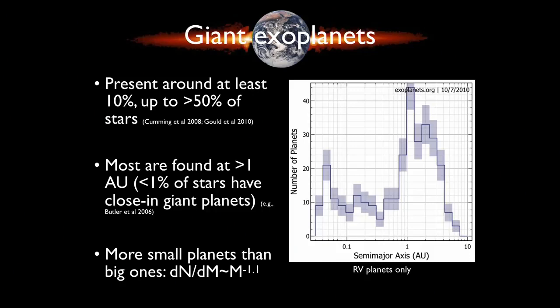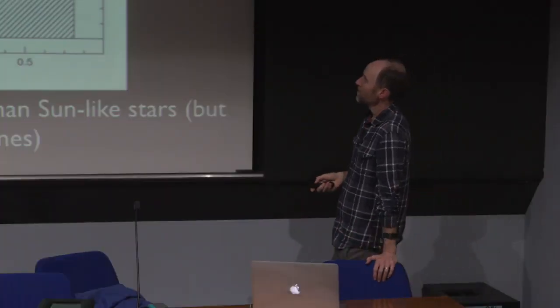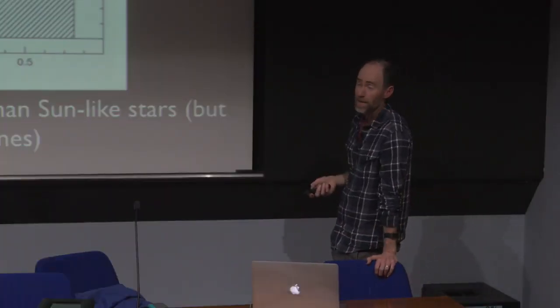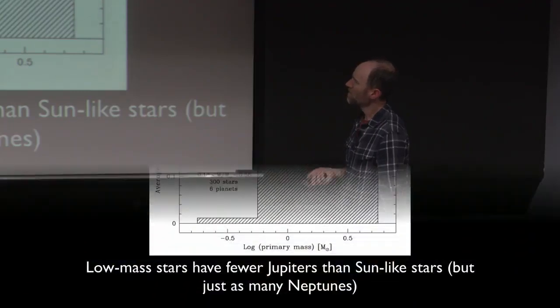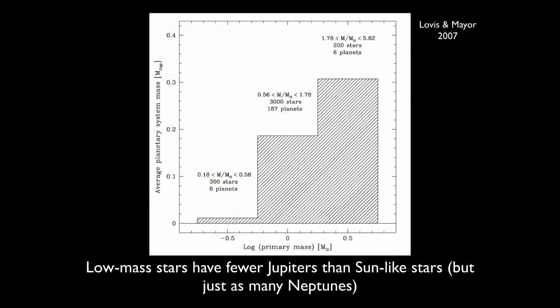So there's really a lot of planets out there. And there's more small ones than big ones. So there's a lot more Saturns than Jupiters or super Jupiters. It's also interesting to note that lower mass stars have fewer gas giant planets. I couldn't find a better plot of this, but this tells you the key thing.